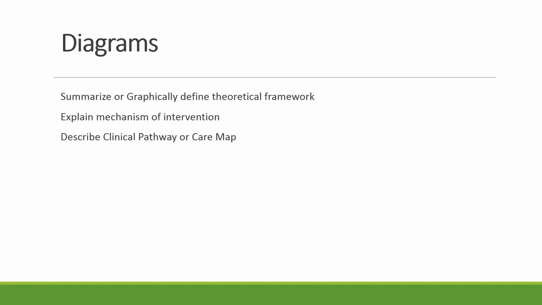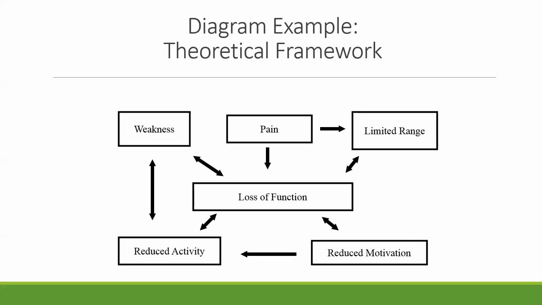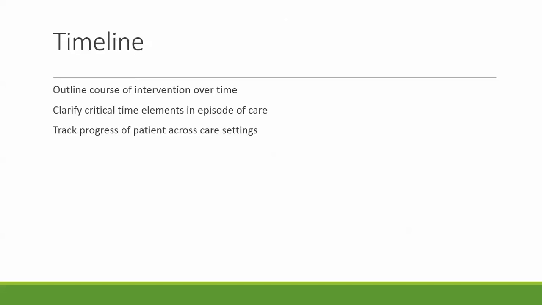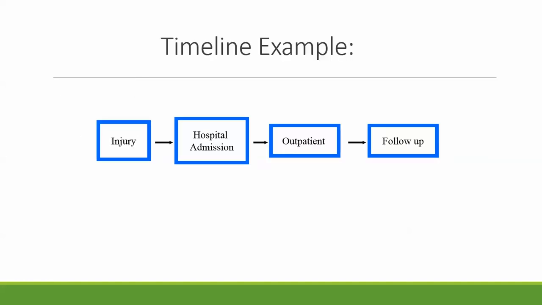Diagrams can summarize or graphically define a theoretical framework, explain the mechanism of an intervention, or describe a clinical pathway or a care map. Here's an example of a diagram illustrating a theoretical framework. Timelines. These help outline the course of an intervention over time, clarify critical time elements in an episode of care, and track progress of a patient across care settings. Here's a timeline example.